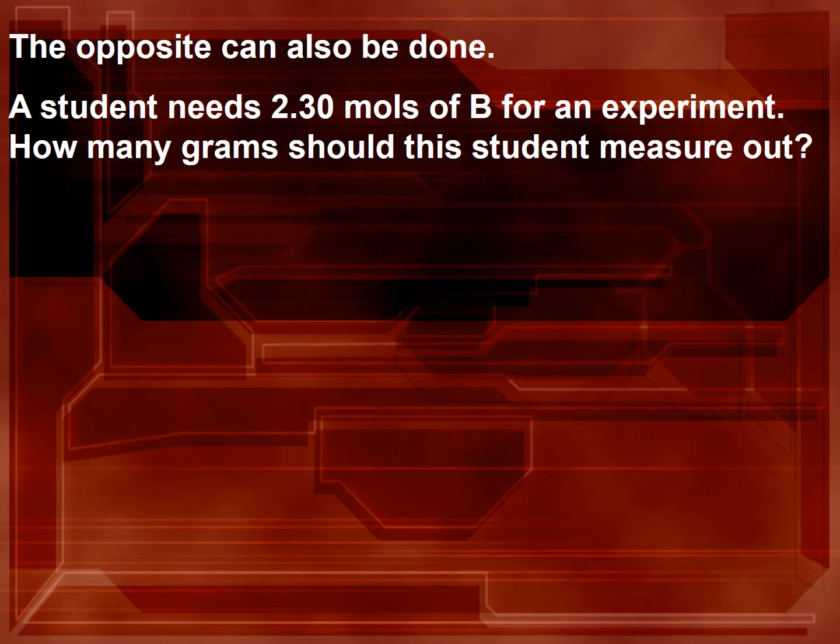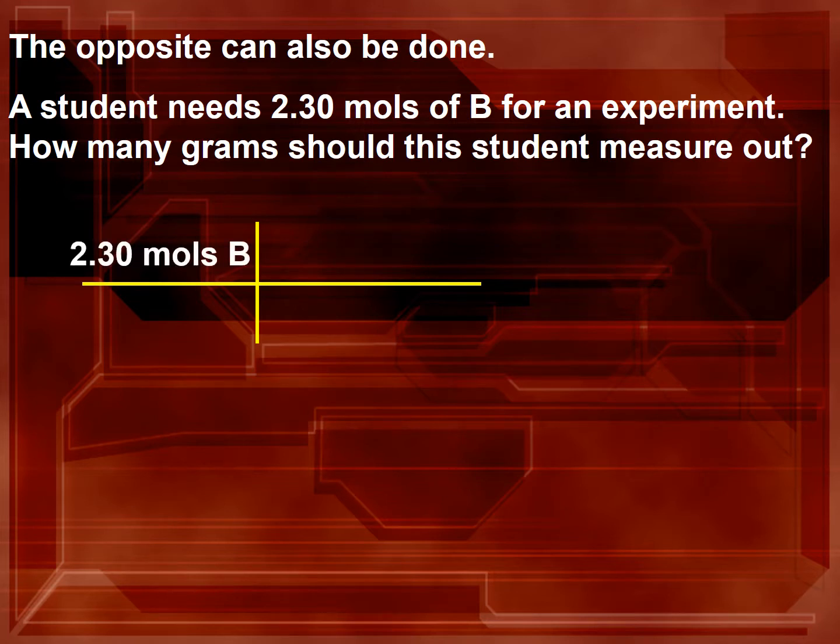Also, we can do the opposite. A student needs 2.30 moles of boron for an experiment. How many grams should the student measure out? So we start with our given, 2.30 moles of boron.